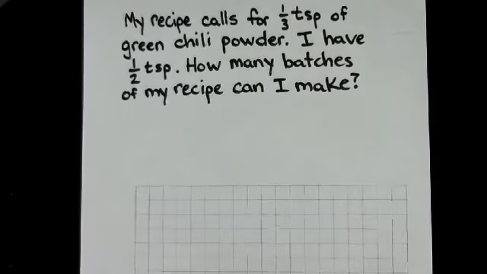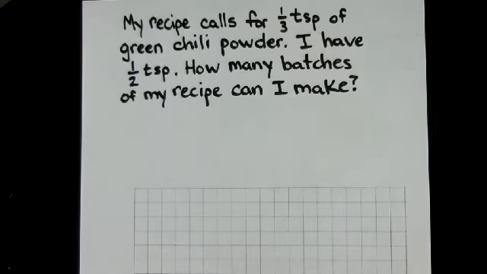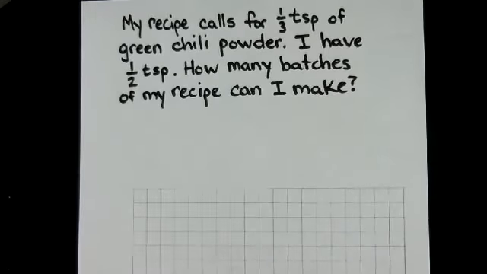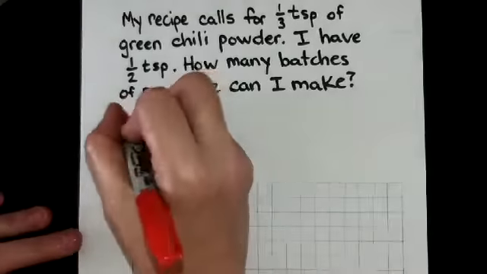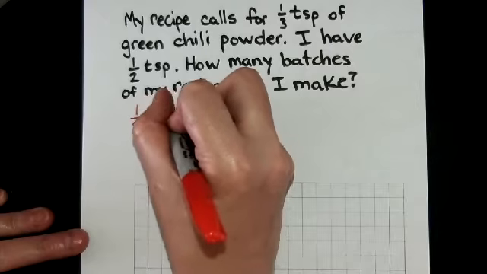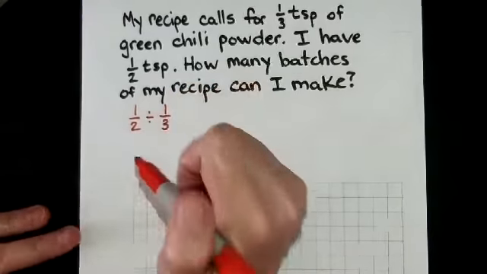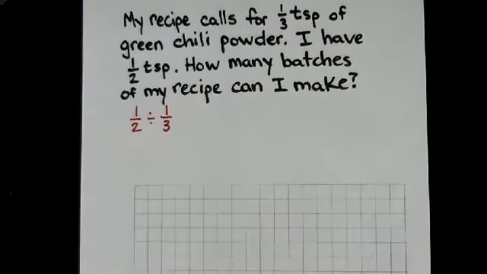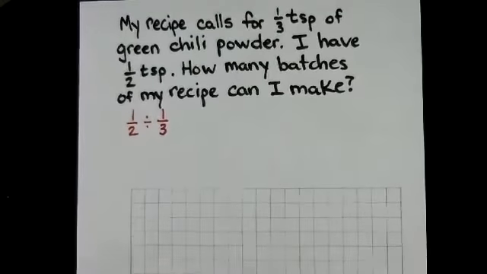The recipe calls for 1/3 teaspoon of green chili powder. I have 1/2 teaspoon. How many batches of my recipe can I make? This is an example of 1/2 divided by 1/3. And we'll want to show our answer using a math drawing.